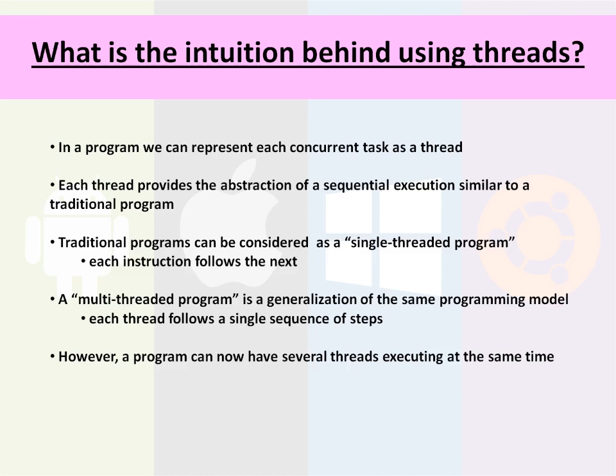As in traditional programs, each instruction just follows the next. Now, a multi-threaded program is a generalization of that same programming model of sequential execution, where each thread, or each sub-program, follows a single sequence of steps. So a multi-threaded program is basically a program where functions are divided up into threads, and each thread performs a specific function.